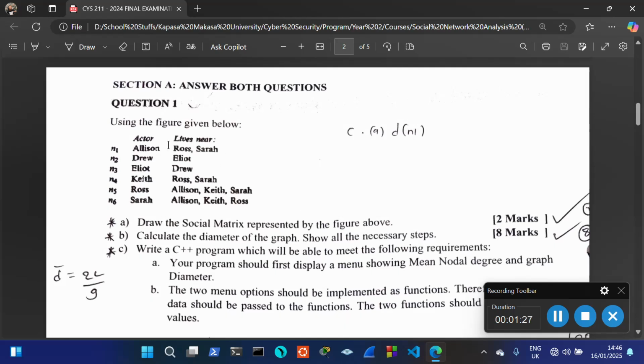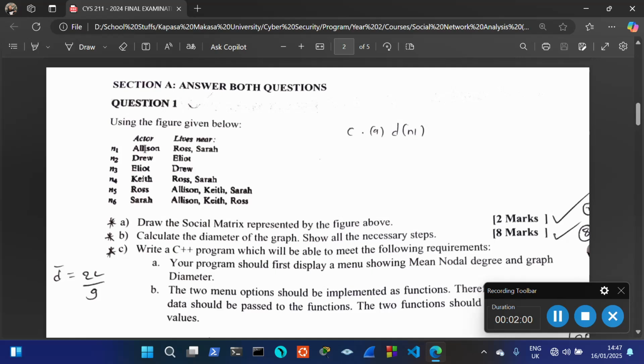So what is this? First of all, we need to understand that here we have actors and lives near, okay? Actors in social network analysis can be denoted as nodes or points. So these are just people who are involved in a social network, okay? In this case, we have Alison, Drew, Elliot, Kate, Rose, and Sarah who are involved in this particular social network. So what's a social network?